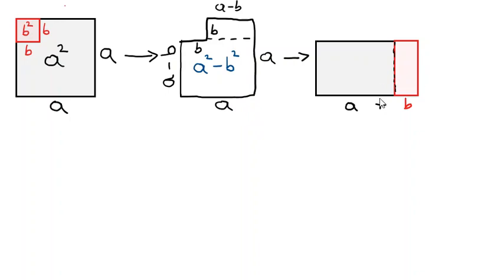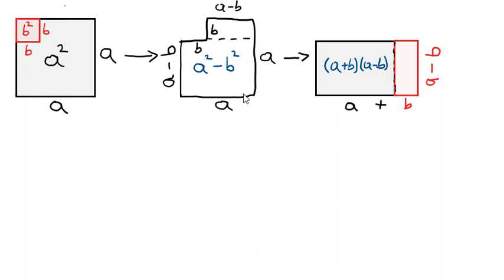So that's the length, but the width is now going to be A minus B. So I'm going to write that here, A minus B. As you can see, the total area here is A plus B times A minus B, which is nothing but the length times width.